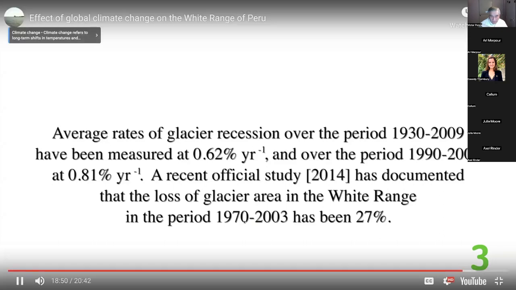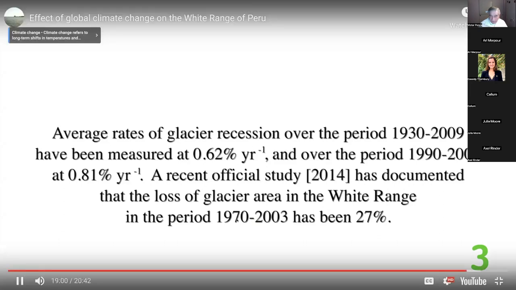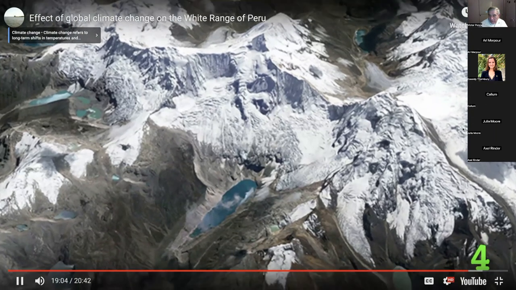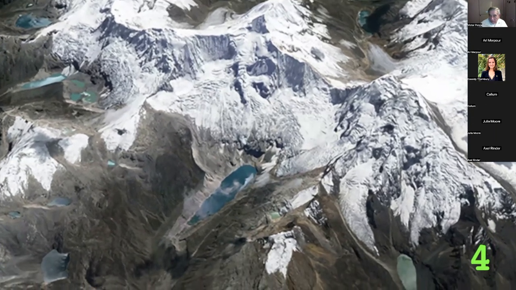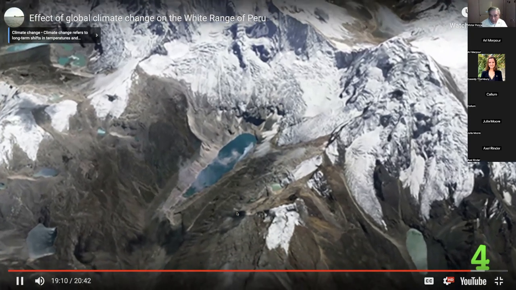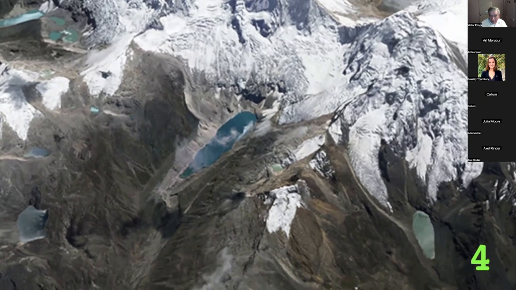A recent official study has documented that the loss of glacier area in the White Range in the period 1970 to 2003 has been 27%. The lakes have nearly doubled in number over the past 60 years, from 223 at the time of the first inventory in 1953 to more than 800 at the present time.